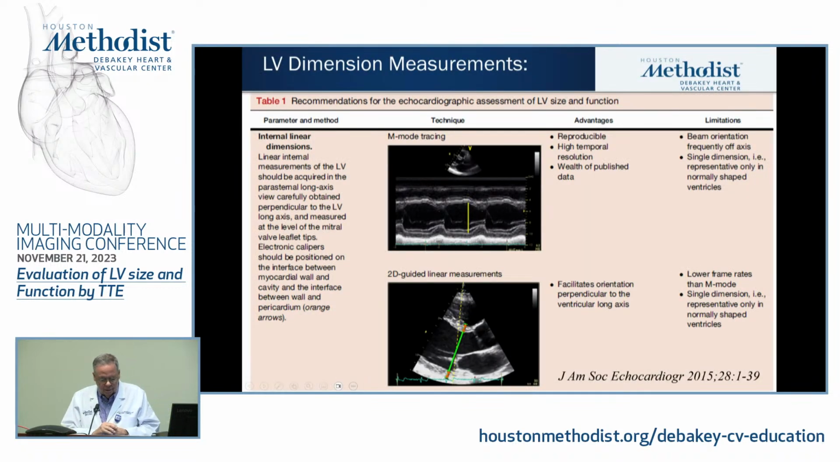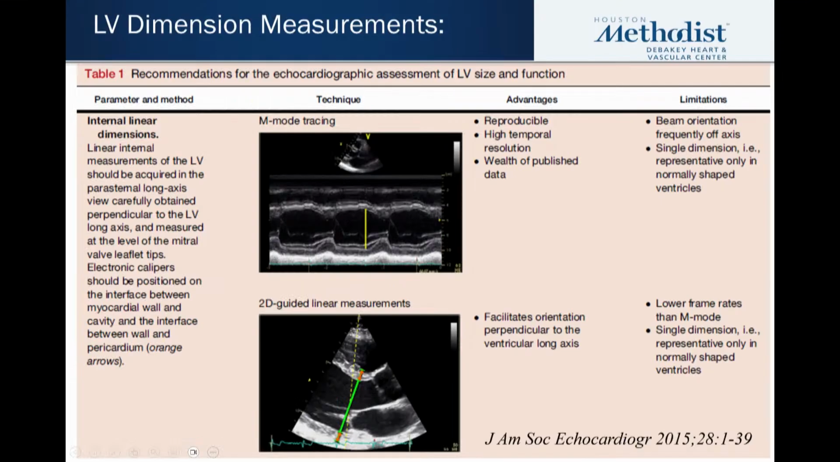In that document, they talk about left ventricular dimensions because it's still one of the common ways we talk about left ventricular size. In this picture, you see an M-mode and a 2D. The take-home message is that if you have an absolutely perfect M-mode, where the left ventricle is perpendicular to the sound wave, then you have a very nice quality image. The M-mode dimensions are quite reliable. The problem is that that is very seldom the case.